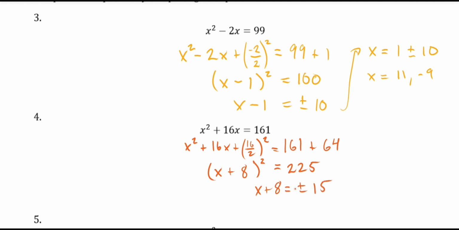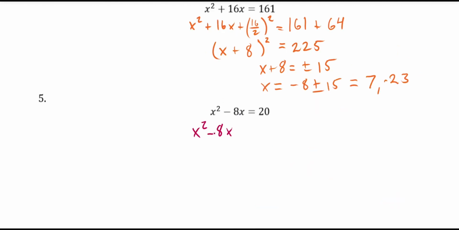Don't forget the square root property calls for two answers here. This then gives us x equal to negative 8 plus and minus 15. If I add 15 to negative 8, I get 7. And if I subtract 15 from negative 8, I get negative 23.